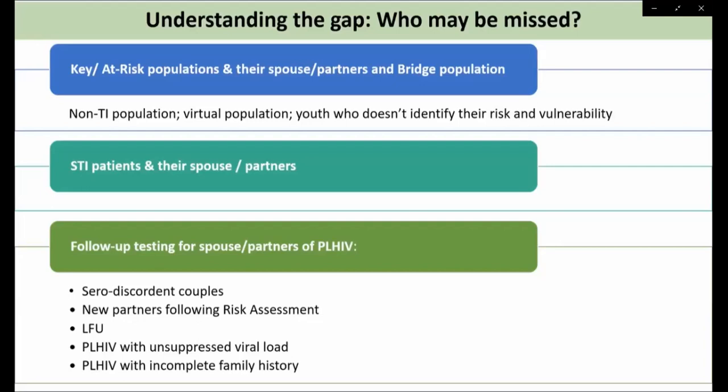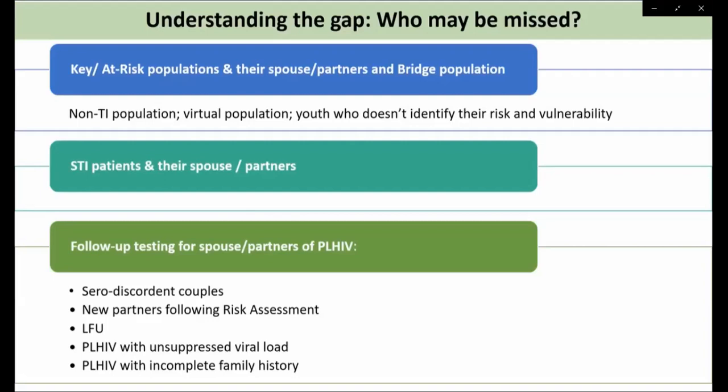Then the STI patients, which as per the guideline and as per our earlier communication, all of them should be tested at ICTC, but then there are gaps with respect to their testing as well. Apart from that, there are serodiscordant couples. Generally, any couple, any partner, whether it's spouse or partner, when they are tested, they are just tested once, and they are not being followed up on a regular basis. What is their status for HIV? This is something which we tend to miss.